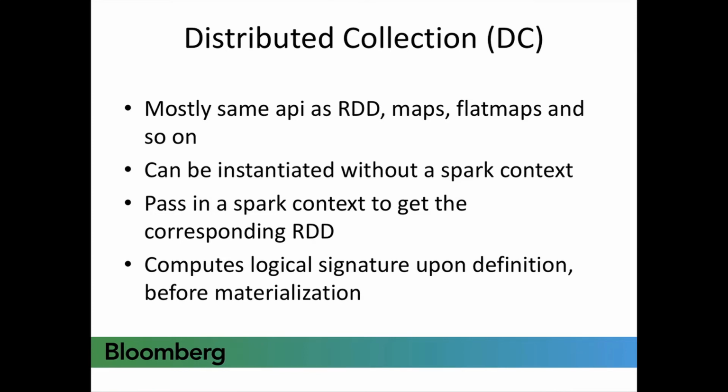You can define these, instantiate them without a Spark context, define your whole pipeline, and then at any given point, you can pass in a Spark context to get your answer out, to force the computation to actually happen. But until then, everything is lazy. And it has a logical signature. So when checkpointing is enabled, it can resume from a previously saved result instead of trying to recompute itself fresh. When it materializes into the actual Spark dataset, RDD, or data frame, it will try to see if there's a previously saved result and use that.